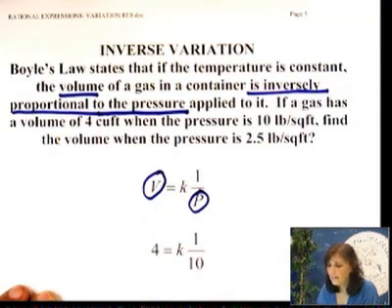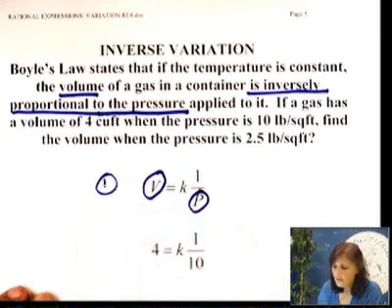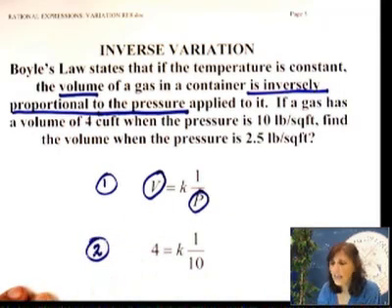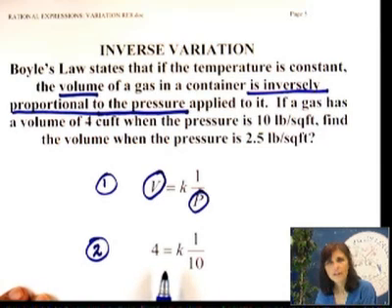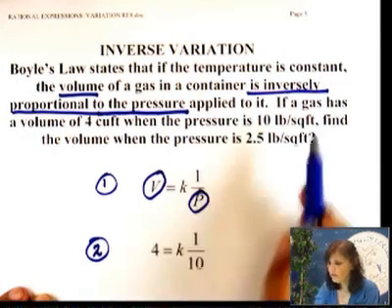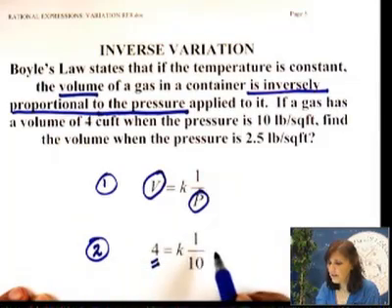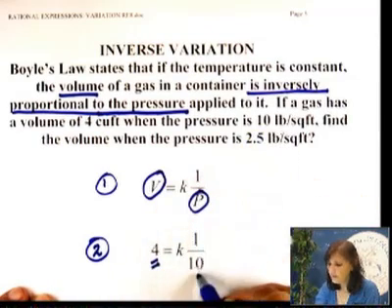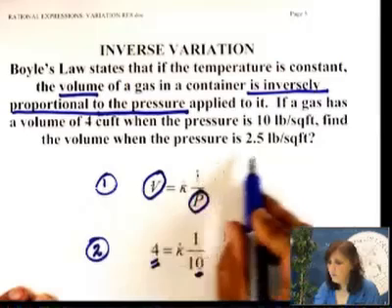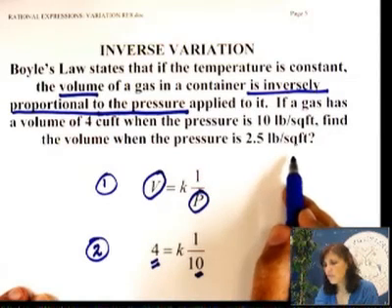All right. Now the next step, so that's step 1, we are going to find K. And how are we going to find K? We are going to put in the numbers that we know. If a gas has a volume of 4 cubic feet, when the pressure is 10 pounds per square foot, find the volume when the pressure is 2.5 pounds per square foot.